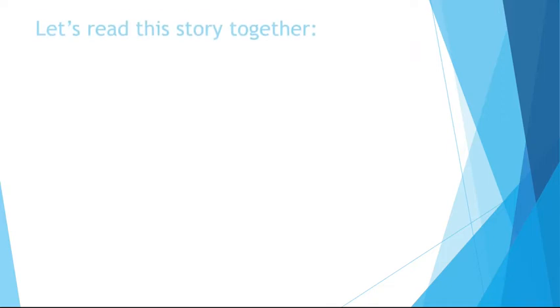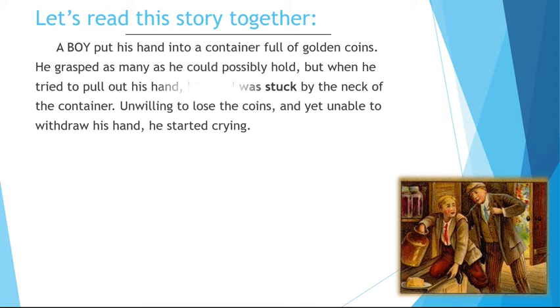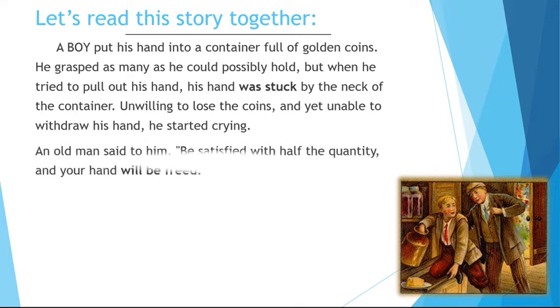Let's get down to the story. As you can see from the picture, there's a boy. One day this boy put his hand into a container full of golden coins. He grasped as many as he could possibly hold. But when he tried to pull out, his hand was stuck by the neck of the container. Unwilling to lose the coins and unable to withdraw his hand, he started crying. An old man said to him, "Be satisfied with half the quantity and your hand will be freed."